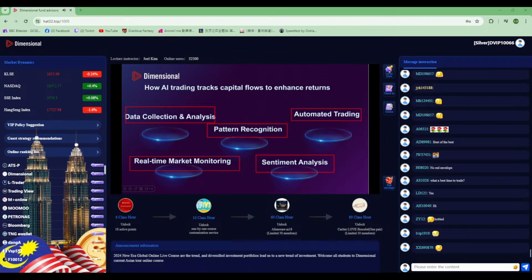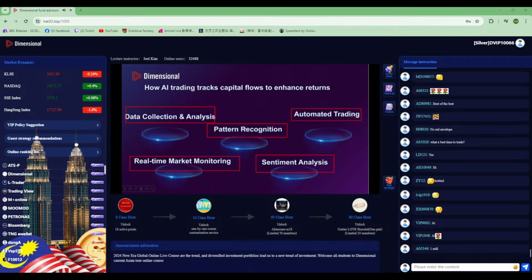Let me give you an example, all right? Imagine this, detecting a significant amount of positive news, and then go to social media, just look at the discussion, and they may indicate an impending capital inflow into a specific market or specific stocks.